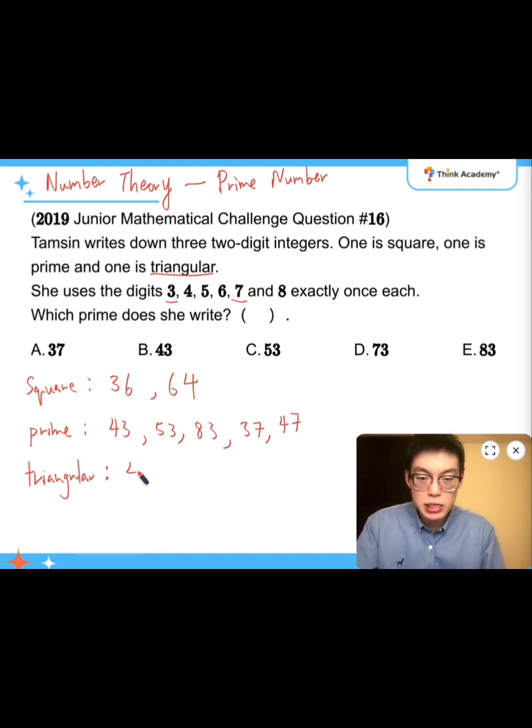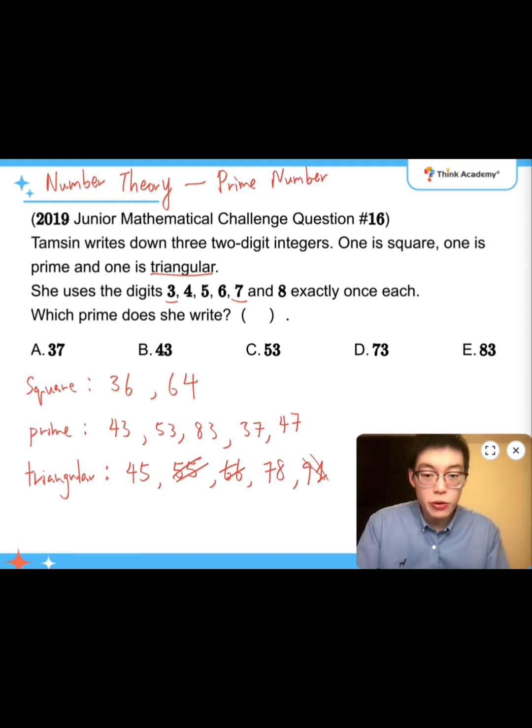The next one is 45, and then there's 55, which is 1 adding up to 10. Well, we don't have two 5s, so we can cross it out as well. And then adding 11, we have 66, so of course we can cancel that too. Adding 12, we have 78. Adding 13, we have 91, but there's no 9 and there's no 1. So for the triangular numbers, it could only be 45 or 78.